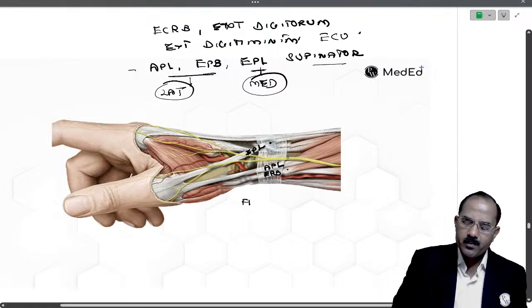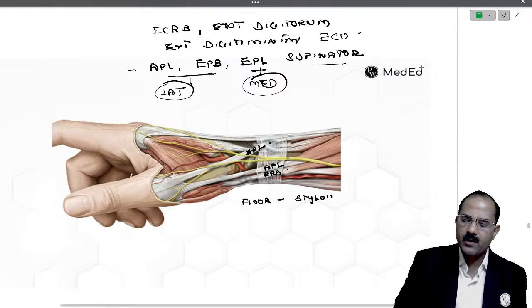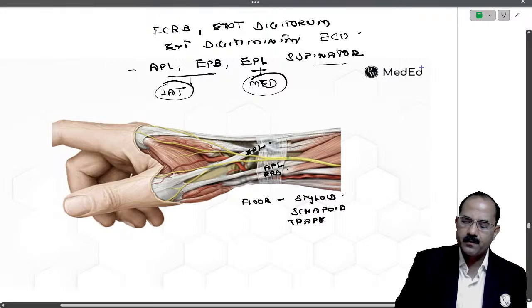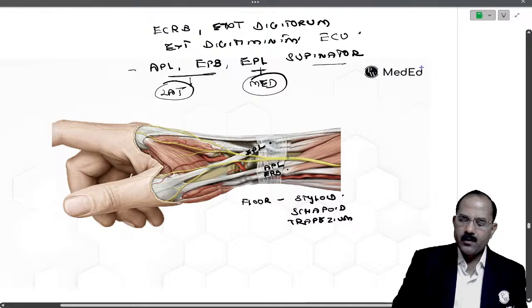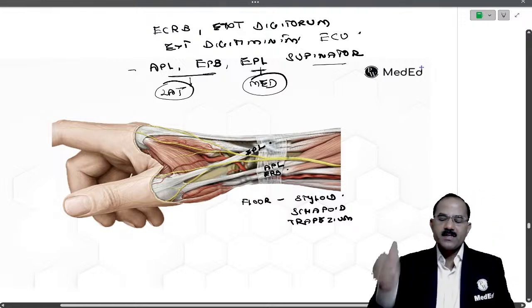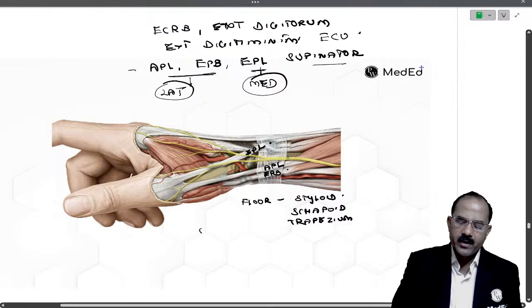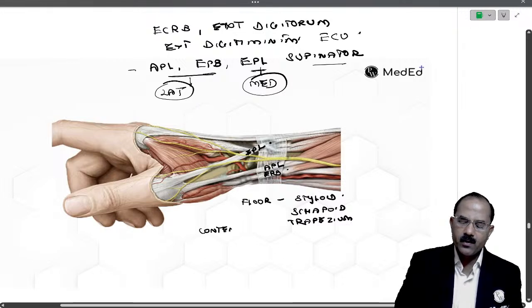The floor, you can say, floor is formed by styloid process, scaphoid and trapezium. The floor of the anatomical snuff box is formed by the styloid process of radius, the scaphoid and the trapezium. Who's the content of the snuff box? Content, you can say, content is the radial artery.